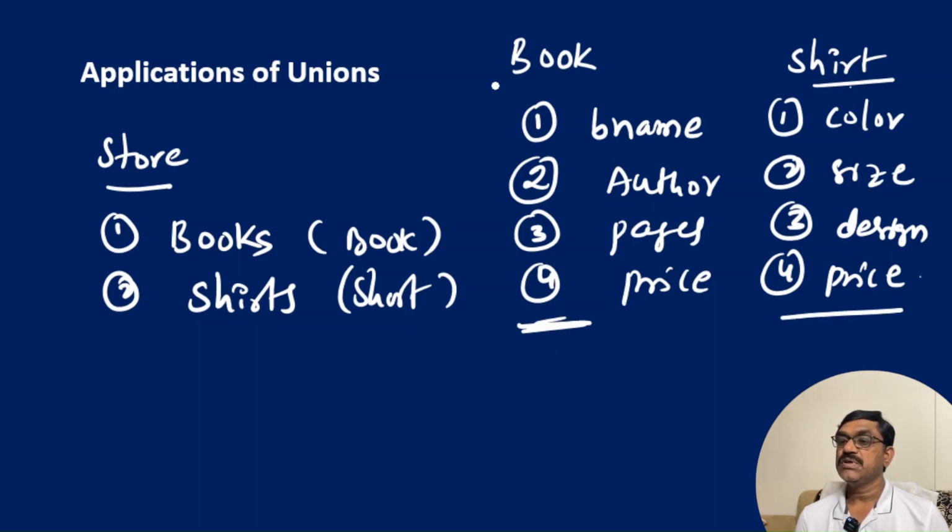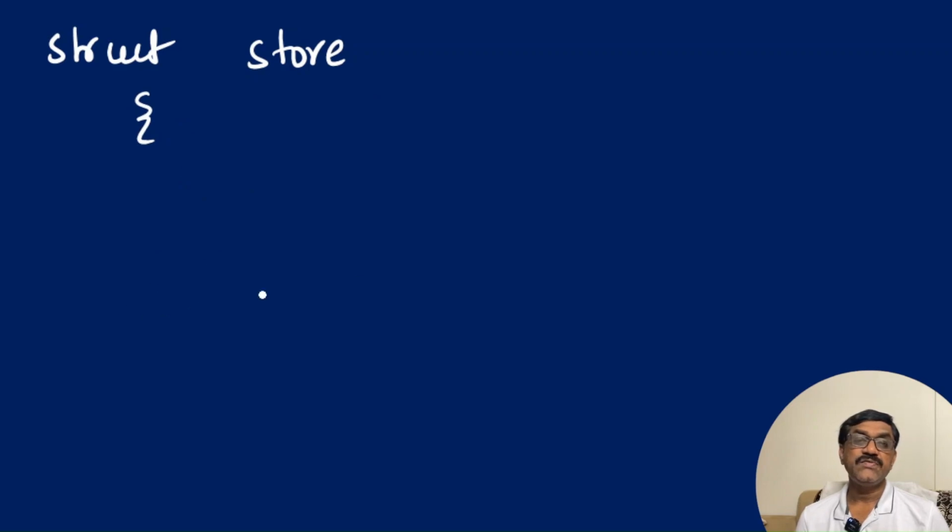But if you observe the characteristics of the book and the characteristics of the shirt, the common field name is price. Now, how do we create a structure that contains the information about the book as well as the shirt? To store this information, let us create a structure. For example, here I am writing struct, and the name of the structure is store. Now, what are the fields we have?